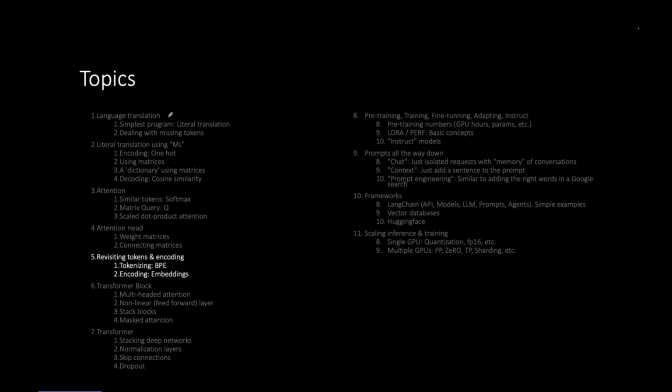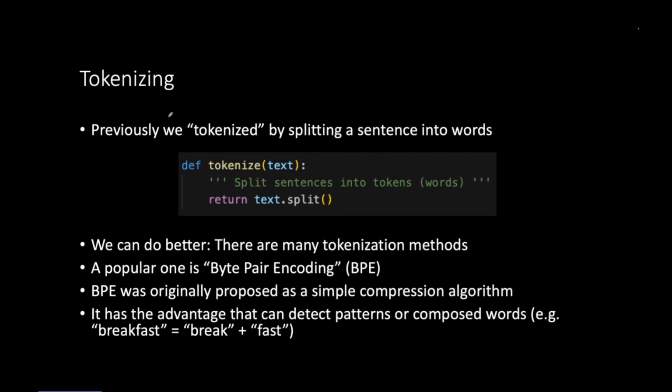One thing I wanted to do before going forward with the transformer stack is to revisit a little bit of how tokenization and encoding work. Previously we tokenized by just splitting a sentence into words. This is a very naive way of doing it. This is actually the code, it's about half a line of code to split this, but we can do better. There are many papers published on how to tokenize, and a lot of ideas in the field.